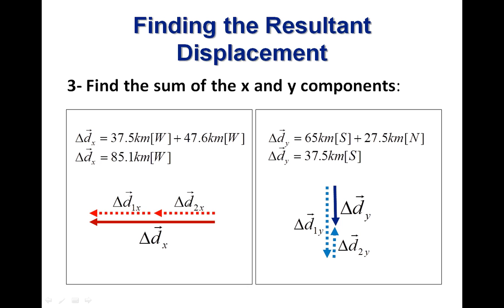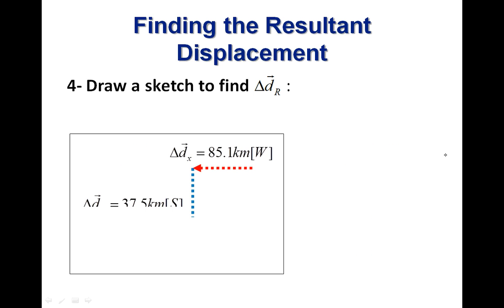Both d1x and d2x went to the west. So overall, we have a large west component. Now in the y, one of the vectors went south, so d1y went south, but then the second vector went north. So when we add these two together, we end up with an overall south vector of 37.5 kilometers. So now I know the overall x and the overall y.